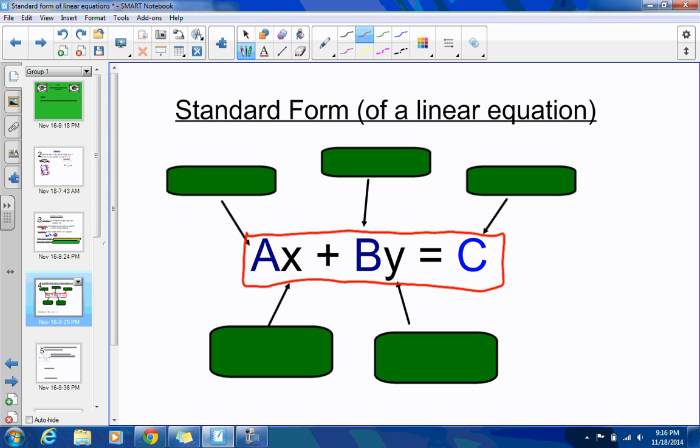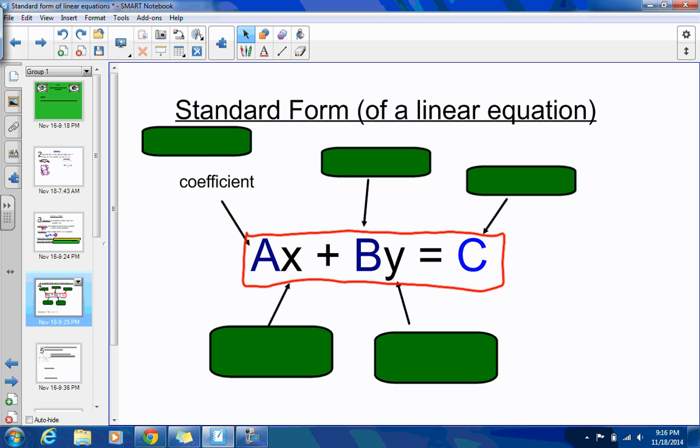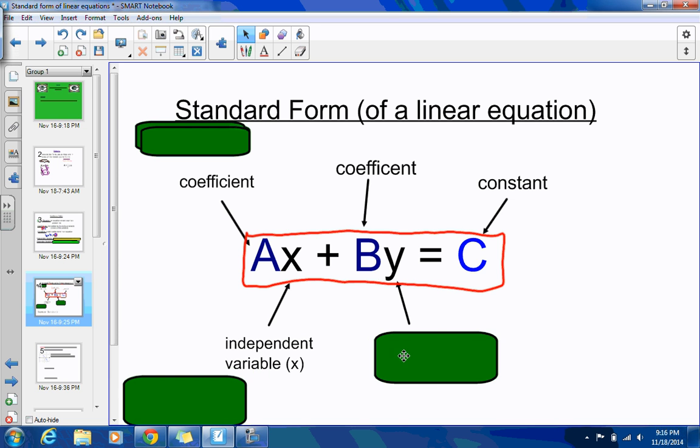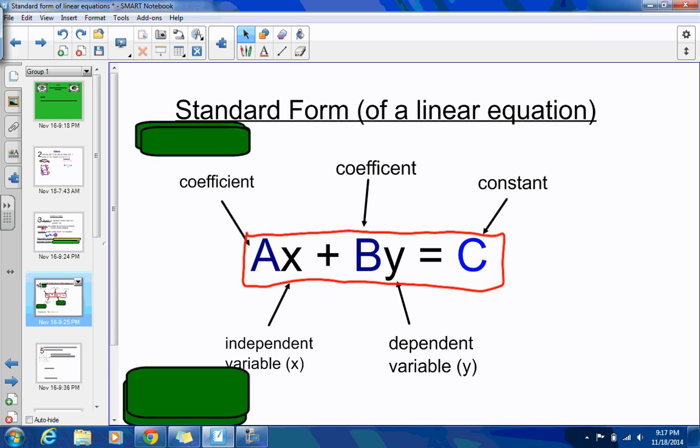All right. Now, the a, if you remember back here, is a coefficient. B is also a coefficient. C is all by itself, so it's a constant. And then x and y are our variables, and those are the two terms. The x variable is the independent variable, if you want to look back, and the y variable is the dependent variable. Okay, so that's just setting up the form.